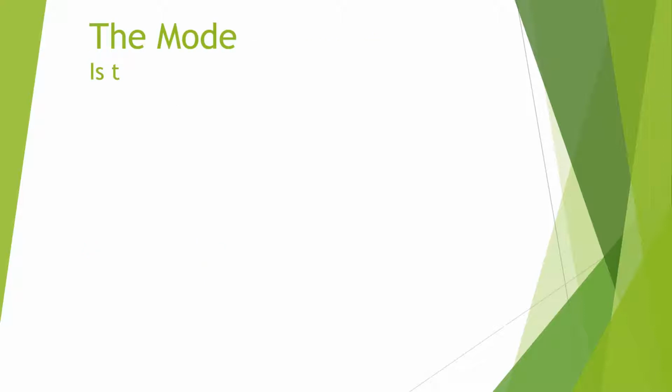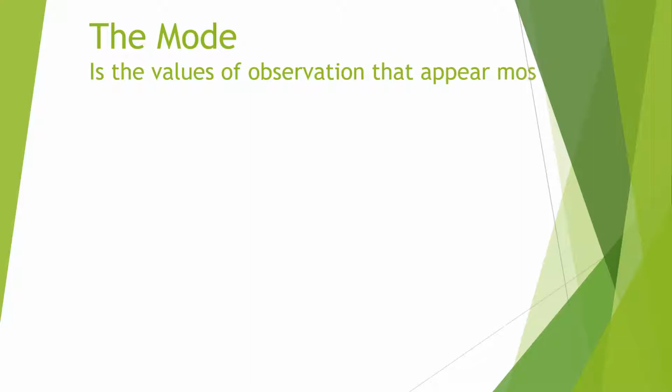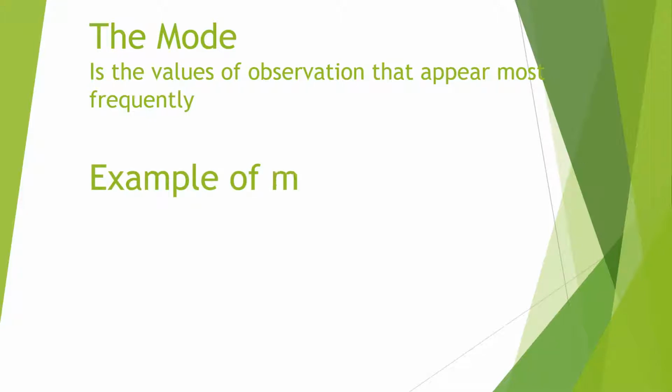So the mode. The mode is the most common number. It's the value of observation that appeared mostly or frequently. For example, when we have these numbers, maybe 10, 10, 10, 10, 10, or 11, 11, 11, three times more than the other observations, then it will become the mode.